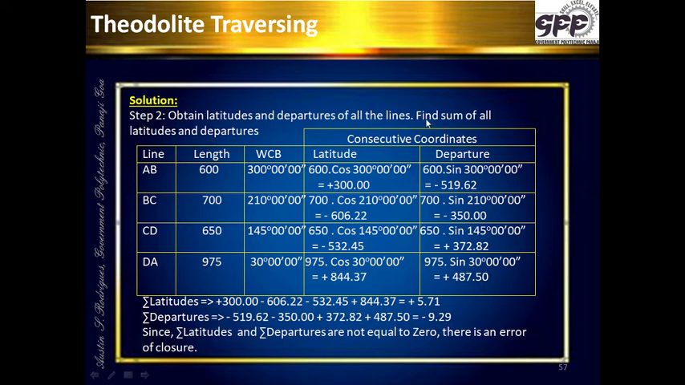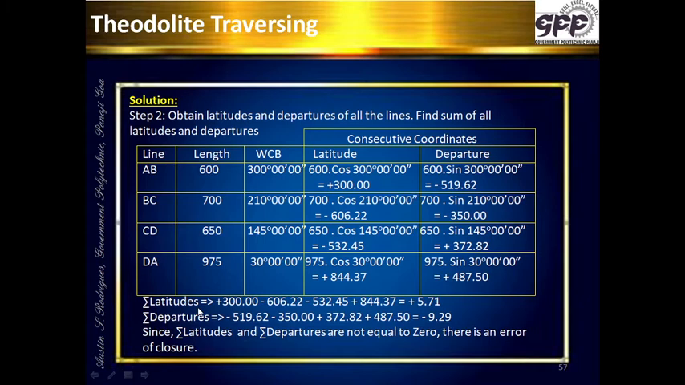Looking at the second part of the step, we have to find the sum of the latitudes and sum of the departures. So we will have to take 300.00 minus 606.22 minus 532.45 plus 844.37, which comes to plus 5.71. Coming to departure, minus 519.62 minus 350 plus 372.82 plus 487.5, which is equal to minus 9.29.